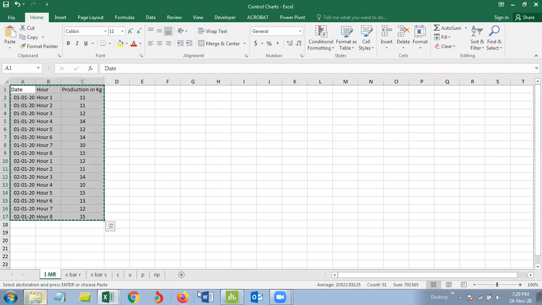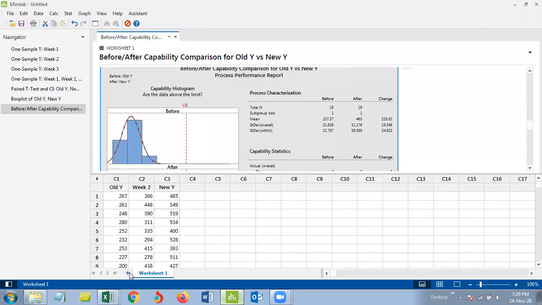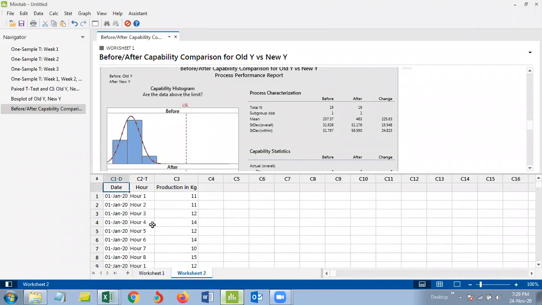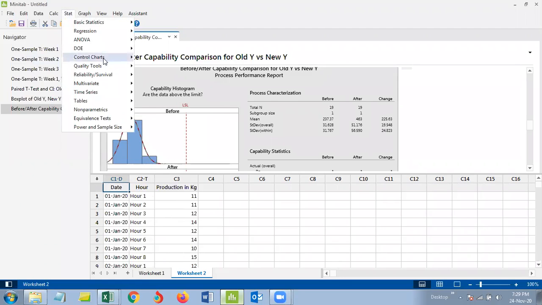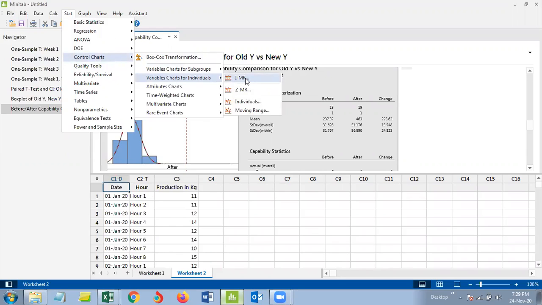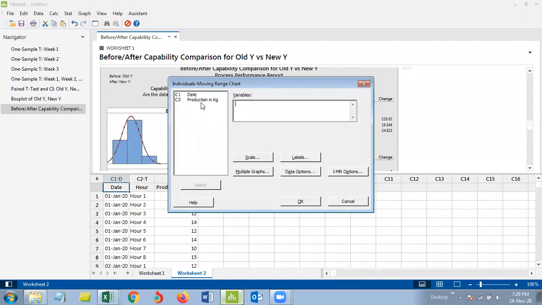That's the IMR chart, individual and moving range chart. So let's have a quick look at this IMR chart data. How do we make an IMR chart? This is the base chart, also known as the universal chart. So we go to Stat, Control Charts, then Variable Charts for Individuals, and the first one is I-MR. We click on this and select the data that you want to analyze. You are analyzing production in kilograms. We double click production in kilogram, and that comes in here. That's how it is analyzed. Let's click OK.